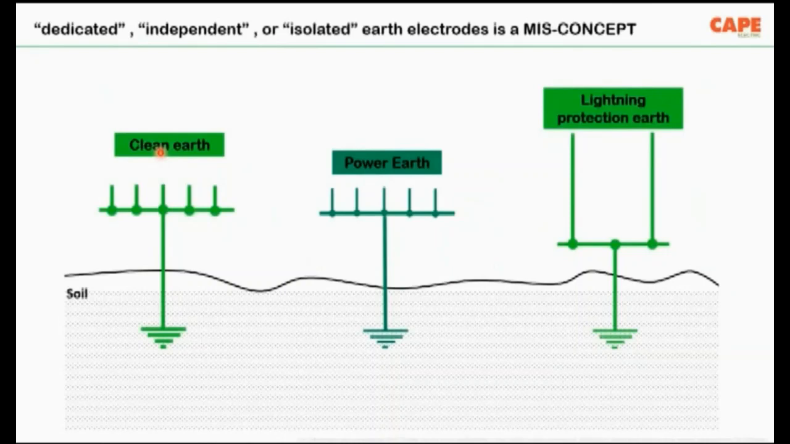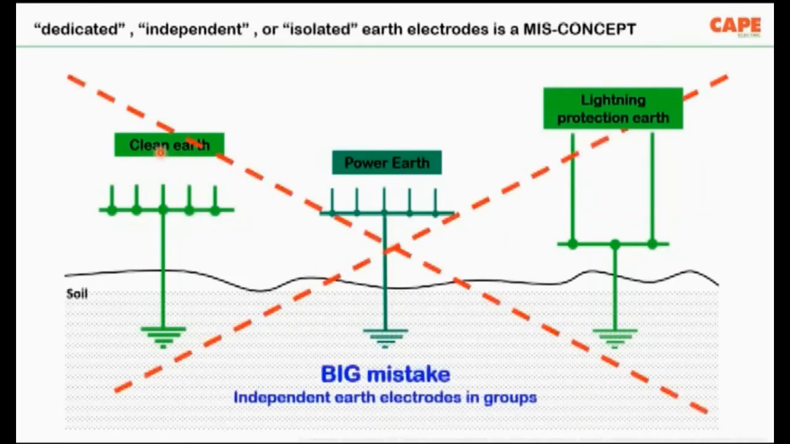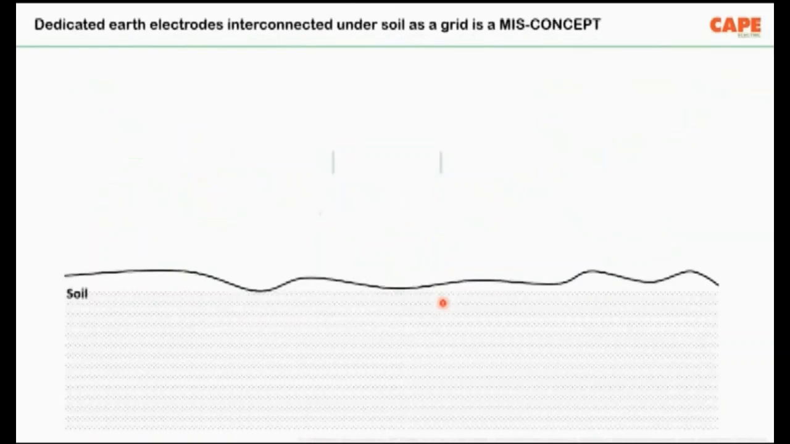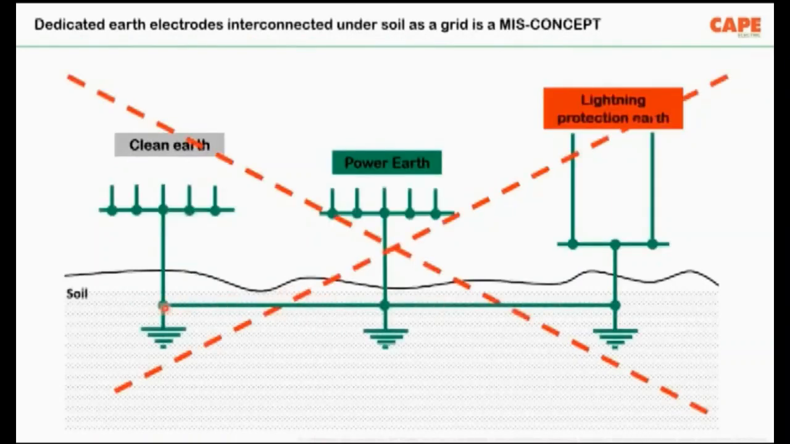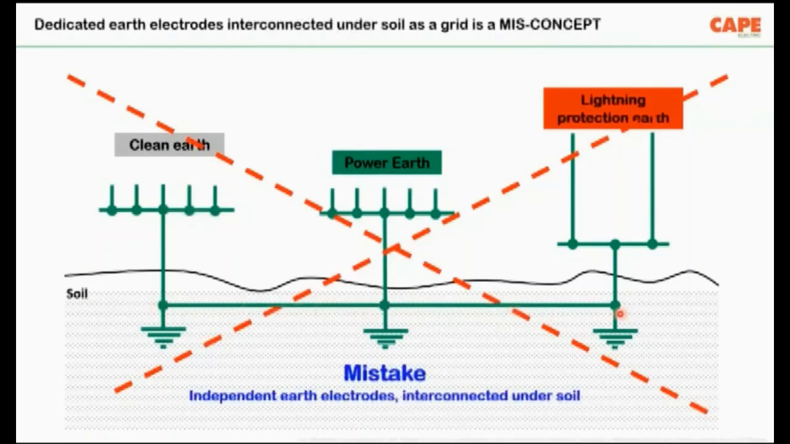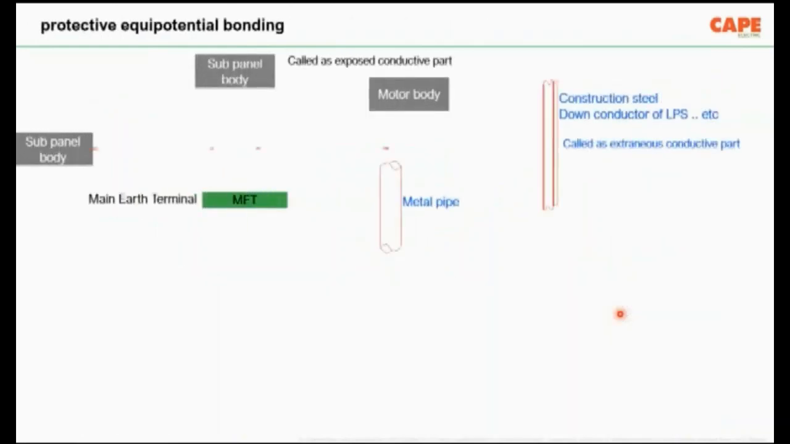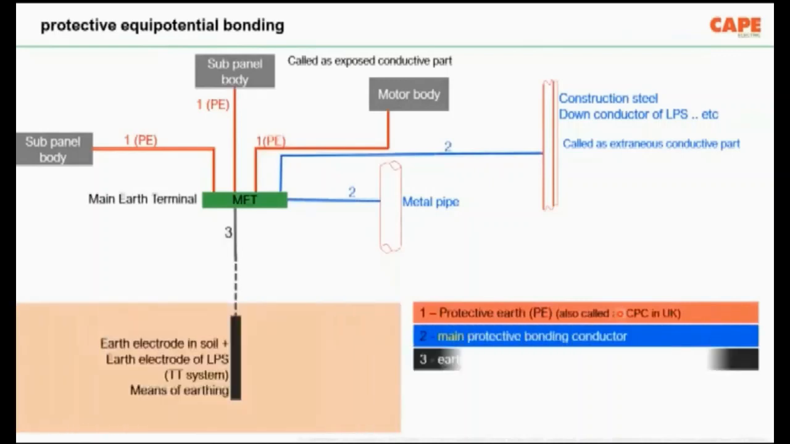They cannot think of protecting from EMI, EMC, HEMP anyway. They cannot even think of basic electrical safety, because the basic electrical safety things are also violated. A lot of buildings nowadays have this kind of earthing: clean earth, power earth, lightning protection earth, separate. This is also a big mistake. I request, please don't do it. A lot of earth electrodes, then interconnecting everything under the soil is also a wrong method. This is not the standard, or this is not technically what is recommended in the books or in the standards and practices.